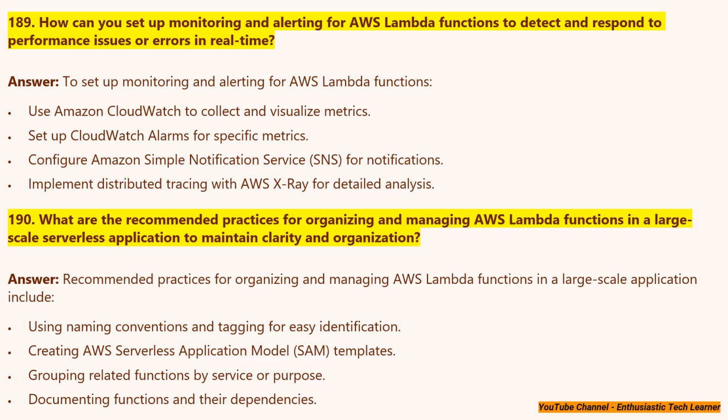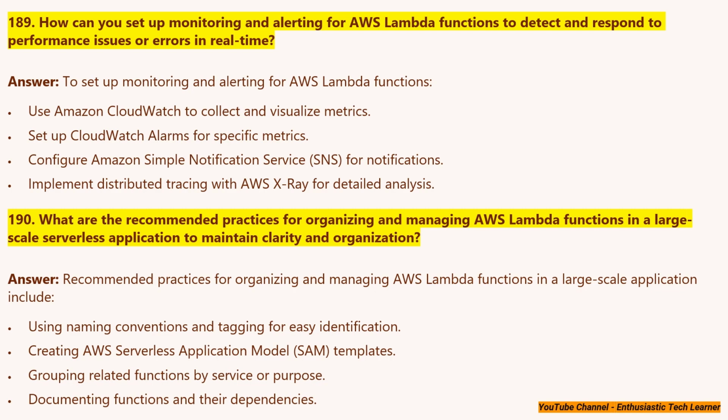What are the recommended practices for organizing and managing AWS Lambda functions in a large-scale serverless application to maintain clarity and organization? Recommended practices for organizing and managing AWS Lambda functions in a large-scale application include using naming conventions and tagging for easy identification, creating AWS Serverless Application Model (SAM) templates, grouping related functions by service or purpose, documenting functions and their dependencies.